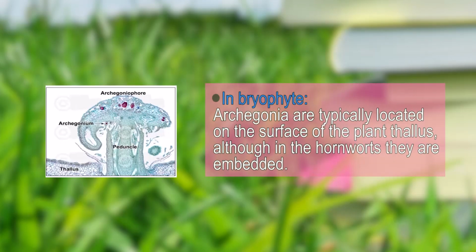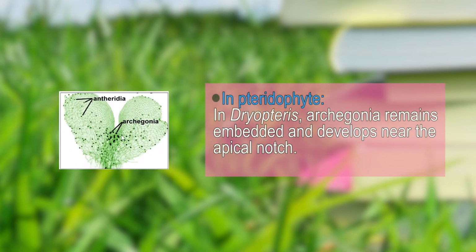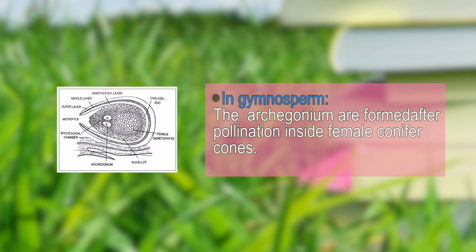In Bryophyta, the archegonia are placed at the top of the plant thallus and in some hornworts it is embedded. In case of pteridophyte, the archegonia remain embedded near the apical notch, and in gymnosperm the archegonia are formed after pollination in female conifer cones. Talking about development of archegonium, this development although similar, varies in a few details.